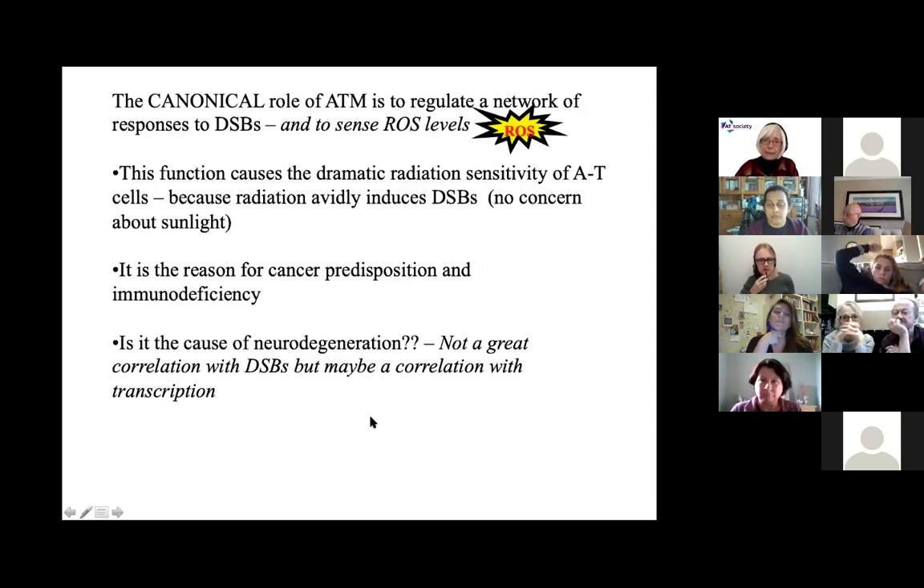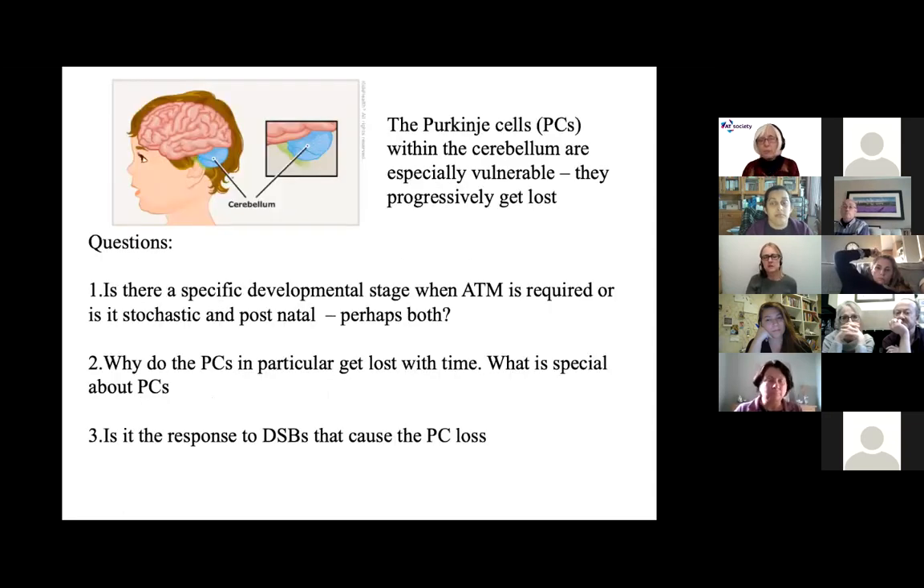But the question is, is this the cause of the neurodegeneration? And what I'm going to tell you now is there's some lack of linkage there. And that's been a big problem for us in trying to work out what's actually happening in the neurons.